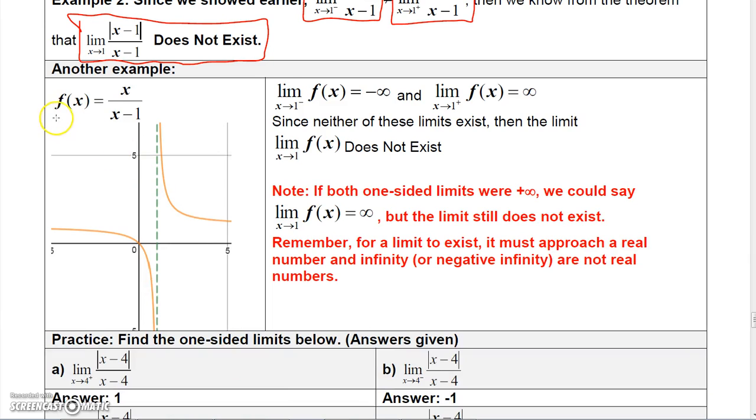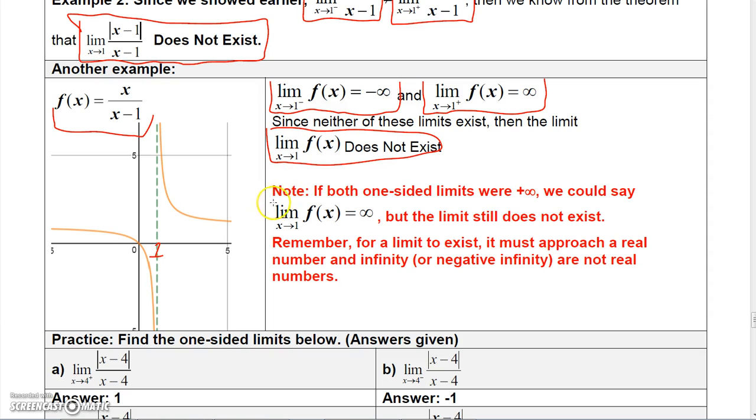Now, if you take a look at this graph here, here's 1 right here. That's that dotted line, x equals 1. If you approach 1 from the left, notice how the graph decreases without bound. So the limit as x approaches 1 from the left is -infinity. And as you approach 1 from the right, notice the graph increases without bound. So the limit as x approaches 1 from the right is +infinity. Since neither of these limits exist, the limit itself does not exist.